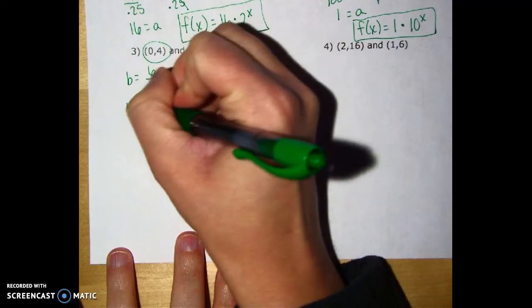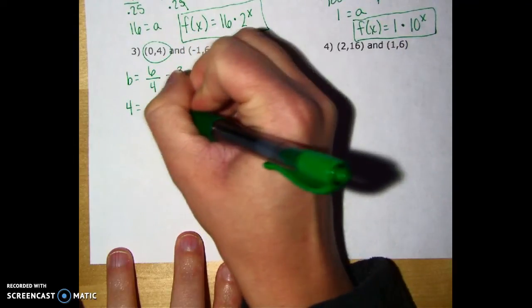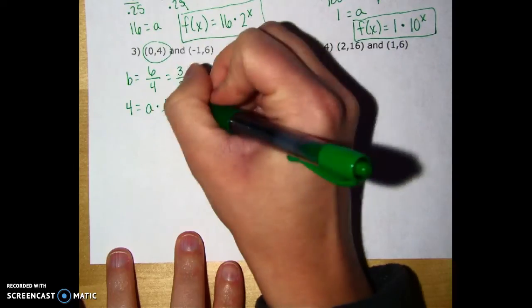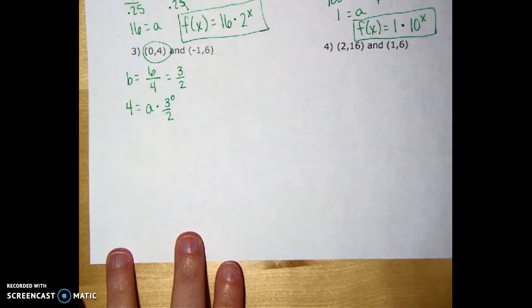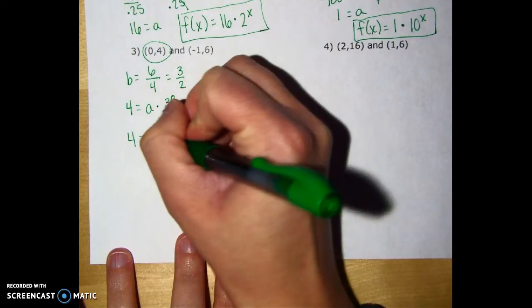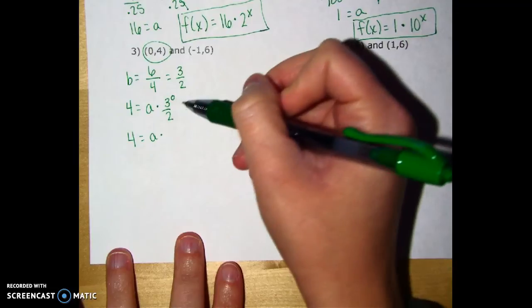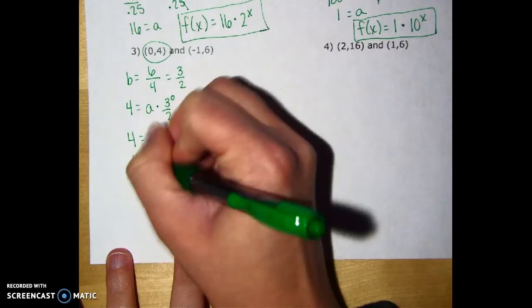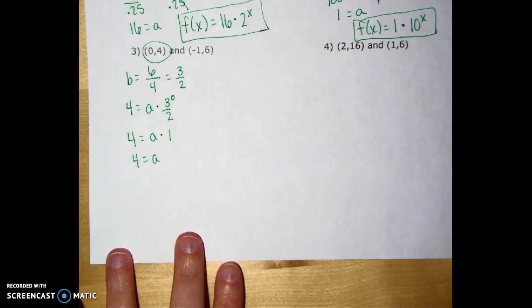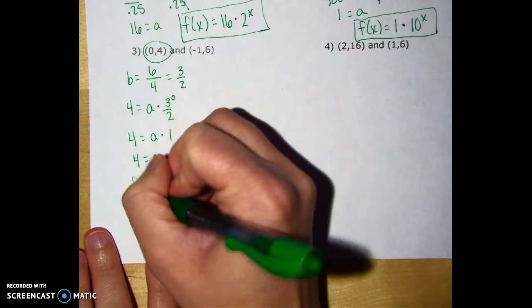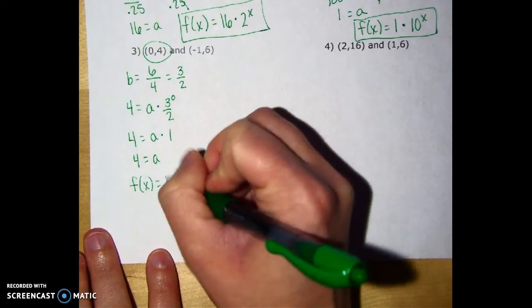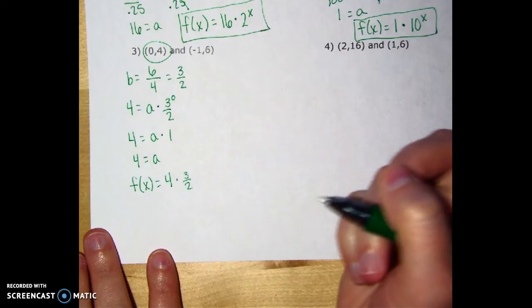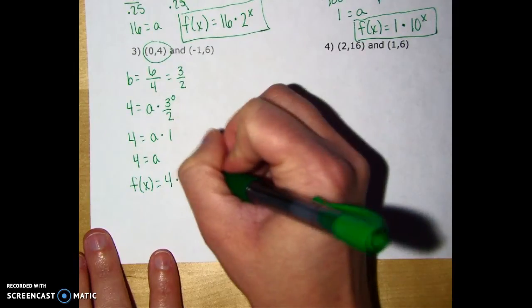So 4 equals, a is what we're solving for. b is 3 over 2 to the 0 power. 4 equals a times anything to the 0 power, hopefully you remember, is just 1. So that means a is 4. So my equation is f of x equals a, which is 4, times b, which is 3 over 2, or some of you probably put 1.5, that's fine, to the x power.